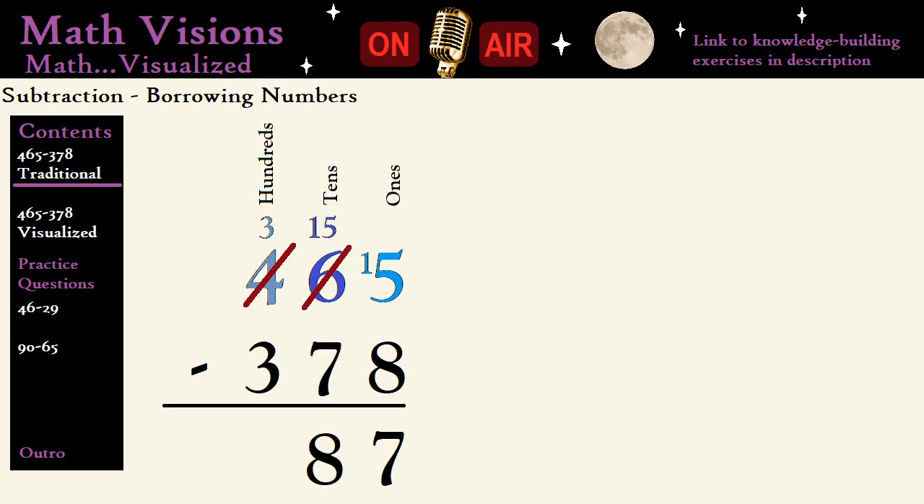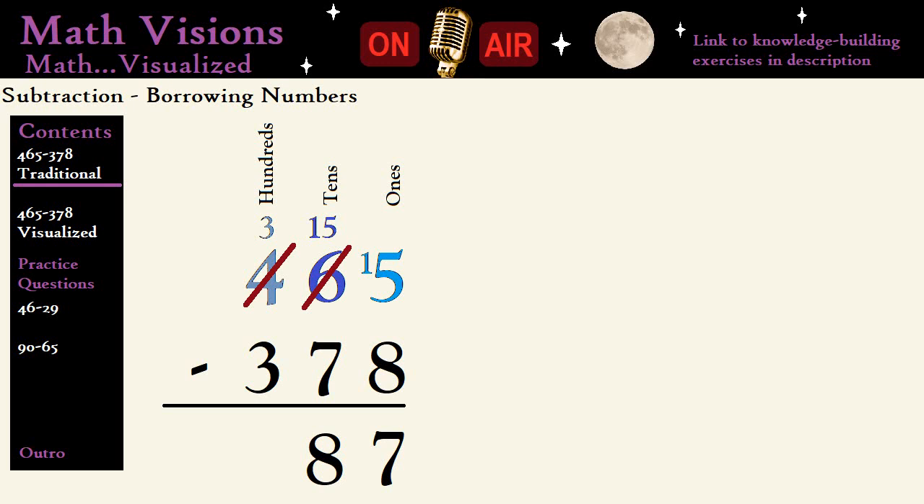Finally, we move over 1 digit to the left and try to subtract 3 from 3. 3 minus itself is 0. Since this is the farthest left digit in the problem, and the answer to this portion is 0, we do not need to write 0 in the hundreds place. Our answer to 465 minus 378 is 87.